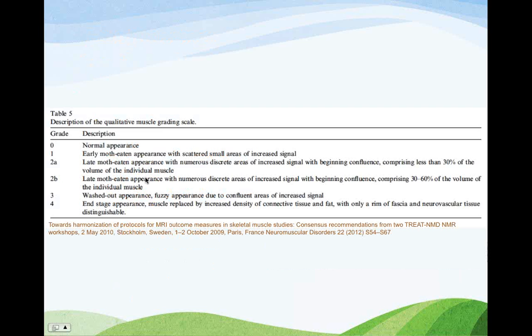Now for MRI, they also have rating scales that have been developed where they grade them as 0, 1, 2A, 2B, 3, or 4. And they're described as normal appearance, early moth-eaten appearance with scattered small areas of increased signal, late moth-eaten. So these are kind of standardized things that have actually been recently reviewed and encouraged in a consensus statement out by the Treat-NMD group in 2012.